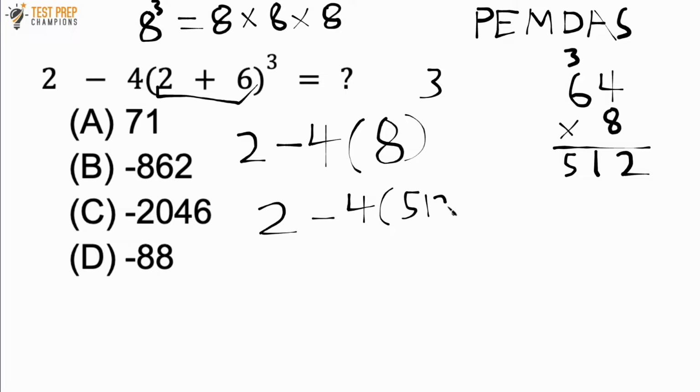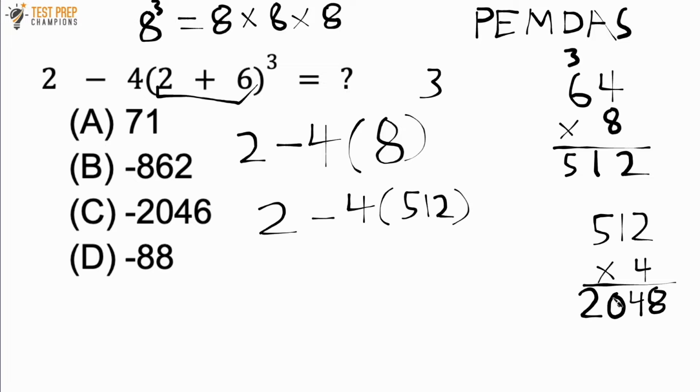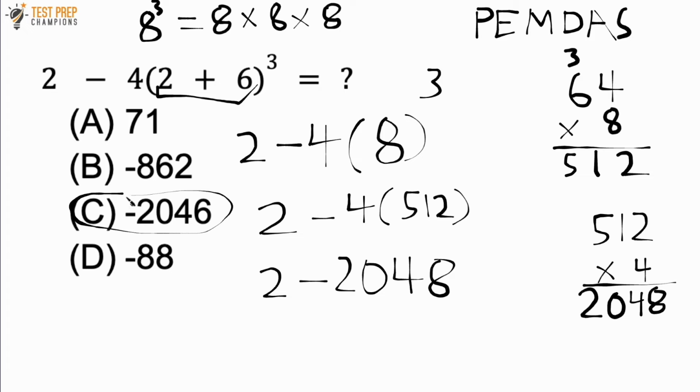So now let's do our multiplication next. So we have 4 times 512. So let me write out my 512, put my 4 down here. And what is 4 times 2? 4 times 2 is 8, so I put the 8 here. 4 times 1 is 4, and 4 times 5 is 20. So I just write the 20 here. So I have 2048, and I have to now come back up here and do 2 minus 2048 to get my final answer. And 2 minus 2048 is negative 2046. So when all is said and done, C is the correct answer here.